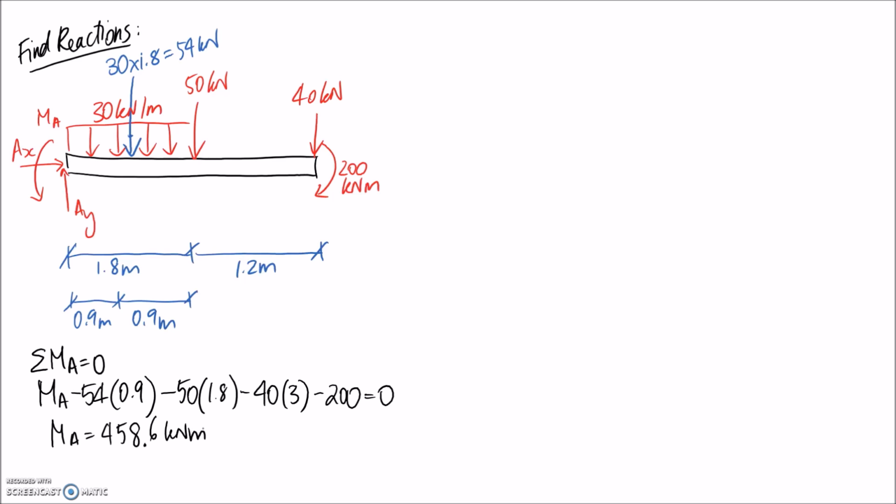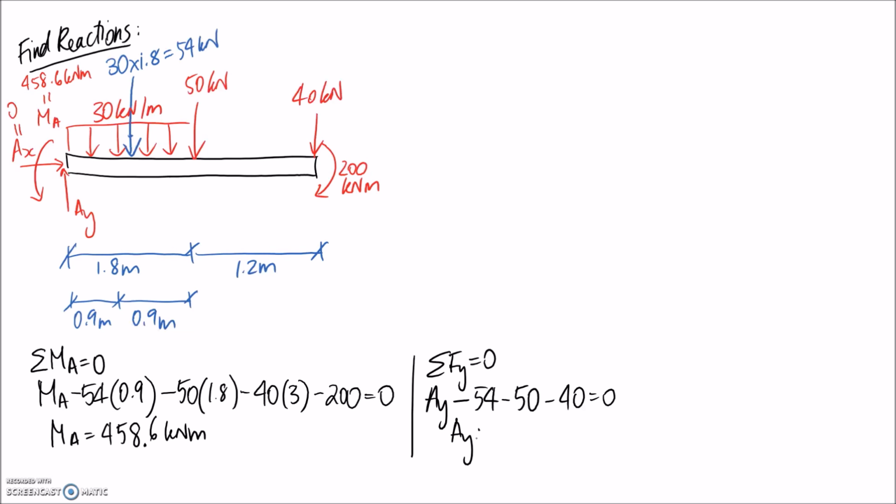Alright, so I also need to determine the other two reactions, AX and AY. AX is really easy because if you sum forces in the x direction, it's the only thing, so it's going to come out to 0. Let me pop this one in. And AY we can determine by summing forces in the y direction. We're going to have AY going up. We've got the point force, which is the simplification of the distributed load, of 54 going down. We've got 50 going down. We've got 40 going down. So AY must be equal to 144 kilonewtons.